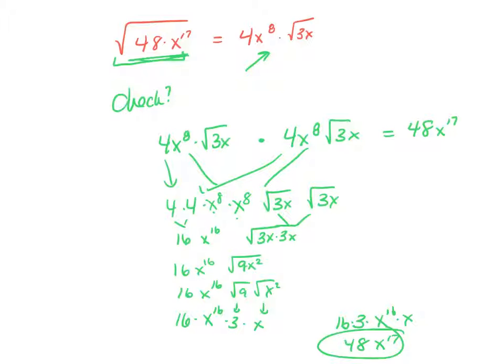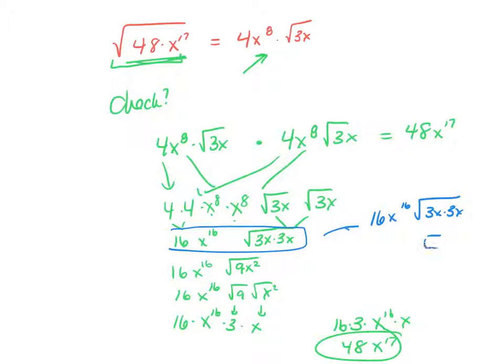The last way you could see this as a shortcut, once I'm here, if I had 16x to the 16th, when I look here, I'm asking myself, what would I multiply twice to get this? Well, obviously that's just 3x in every box then. So I could get 16x to the 16th times 3x, which is still 48x to the 17th.